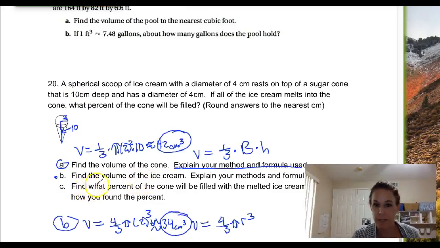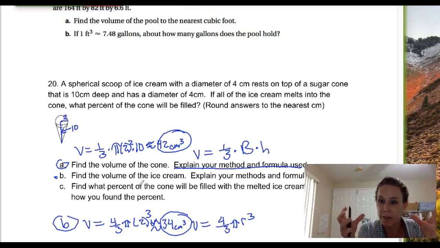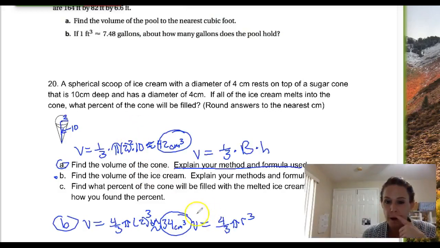Now part C asks us what percent of the cone will be filled with the melted ice cream. Explain how you found the percent. So to get a percent, percent means out of 100, okay? So we want a percent out of the whole. So our whole amount will be the cone. That's our whole amount. And then the ice cream is our part. So we want our part out of our whole, all right? So we're going to take our ice cream, and we're going to divide ice cream, so IC for ice cream, by cone.